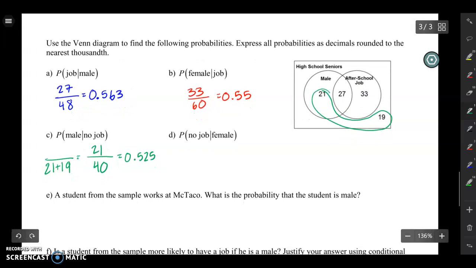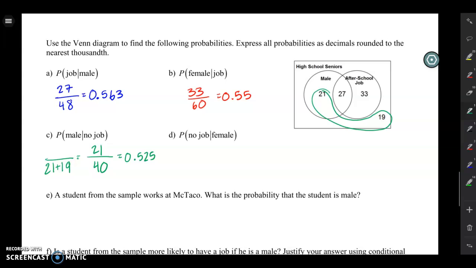So just know, one of the most important things to know as you start calculating probability is you need to think about and recognize, is this a conditional probability statement or is it just a regular straight probability statement? So like in example E, in question E it says, a student from the sample works at McTaco. What is the probability that the student is male? Right, so then we're looking at a student that has an after-school job, and then we want to know what's the probability that he's male.